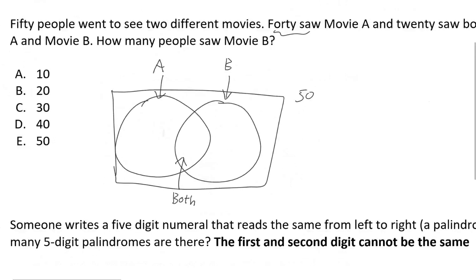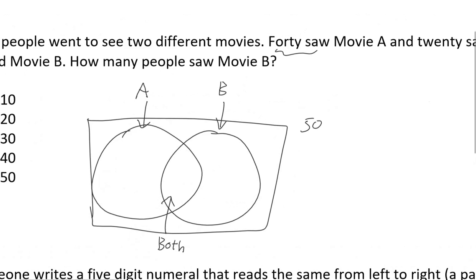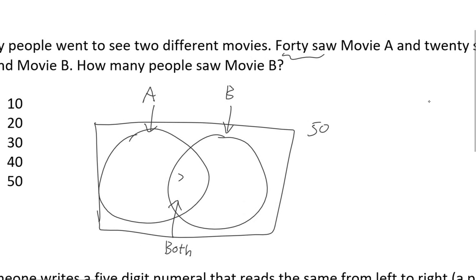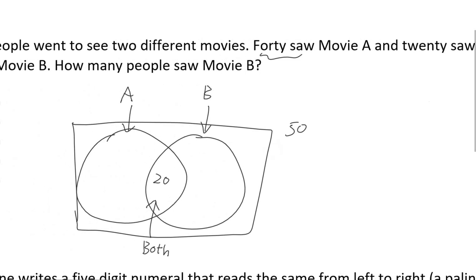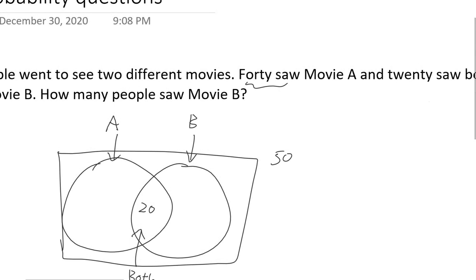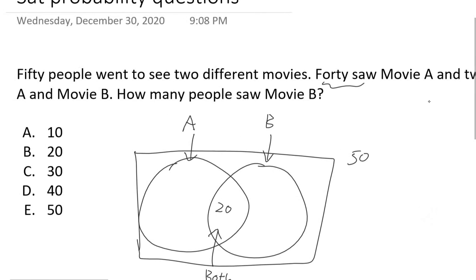Now, let's start filling this in. Okay, so we know that 20. I always like to fill out both because it's much easier to do, and you'll see why. So 20 people saw both, right? And 40 people saw movie A. But saw movie A does not mean they only saw movie A, right? To find out the people who only saw movie A, we just have to subtract 20 from the amount given.